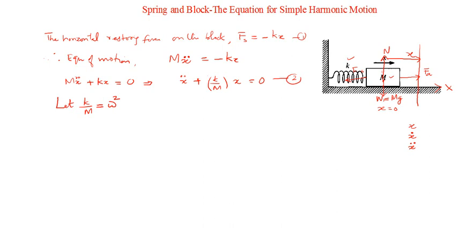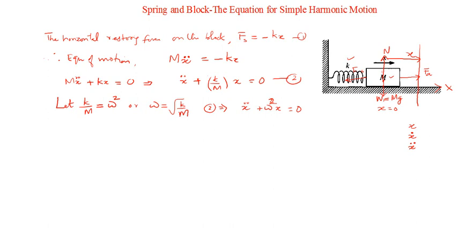Let me for the time being represent this ratio by the constant omega square. Or you can say that omega is equal to root of k by m. So if you introduce this particular new quantity, then equation number 2 will become x double dot plus omega square into x is equal to 0.